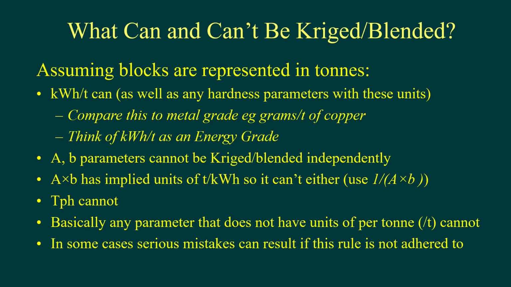Another good example of a parameter that can't be Kriged is tons per hour. So just to reiterate, basically any parameter that does not have the units of per ton cannot be Kriged. The reason I'm making a point about this is that I've seen some really quite serious mistakes made if that rule is not adhered to.